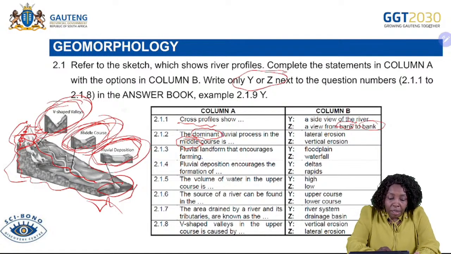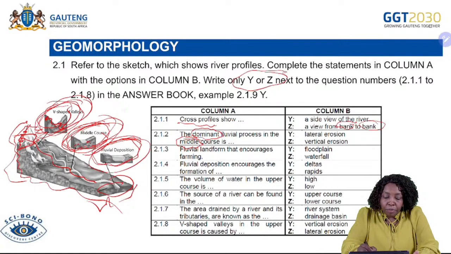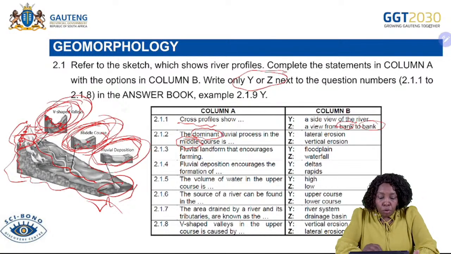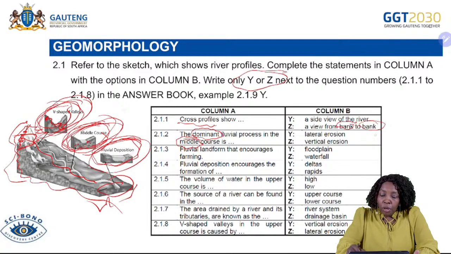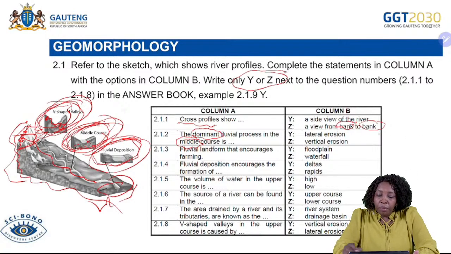If we look at this first diagram here, we can see that the valley is very deep and narrow. And when you look at this part of the diagram, the valley is becoming wider. You can see that the valley is now widening. And then furthermore, as you look at the lower course, which process would be dominant in the middle course here?